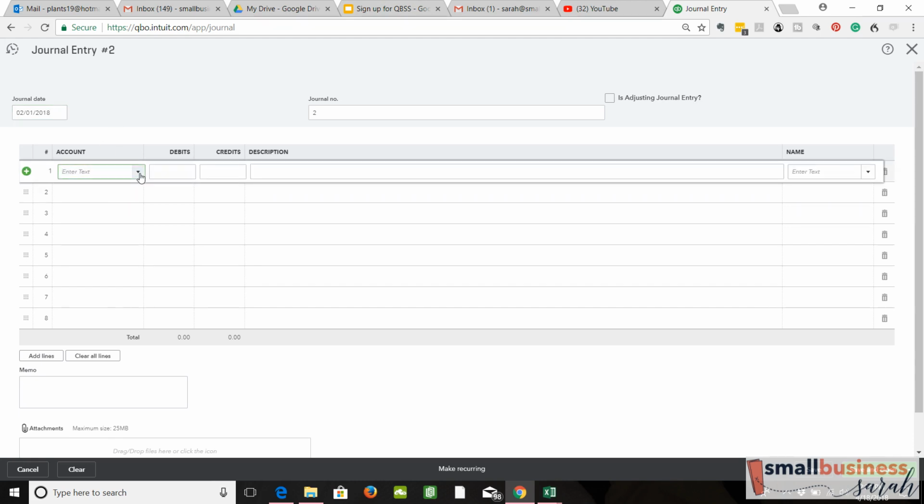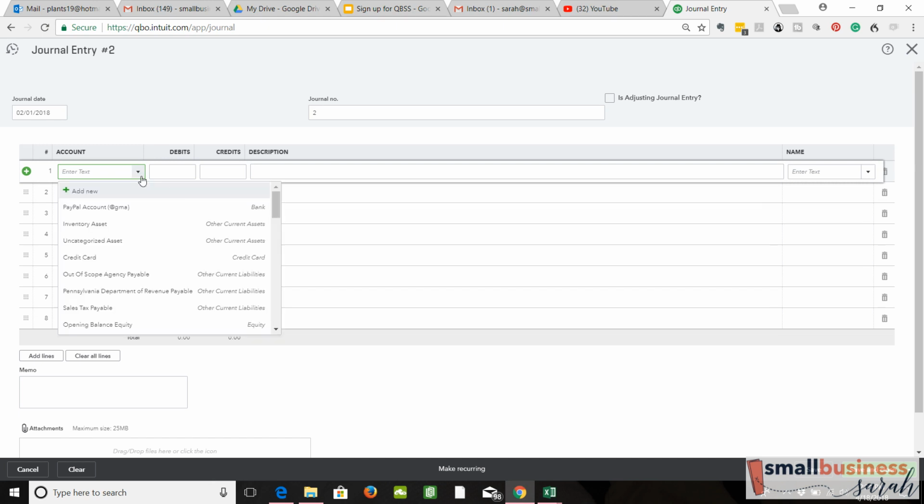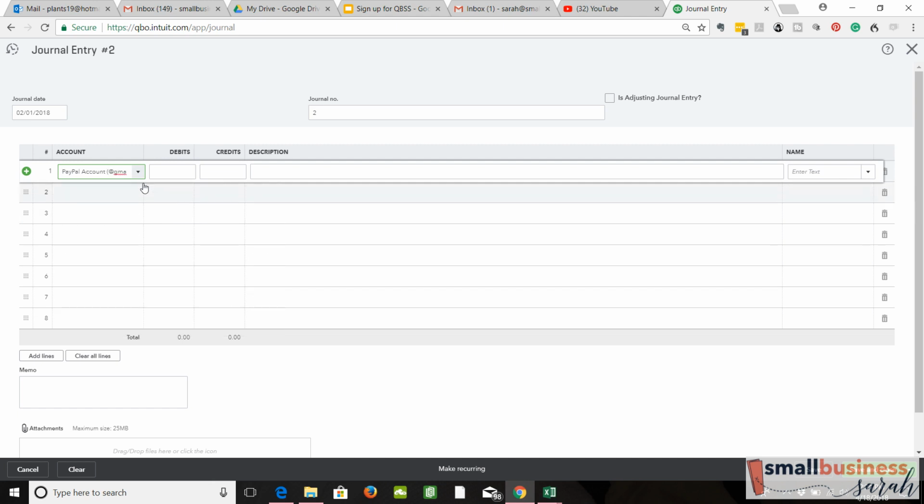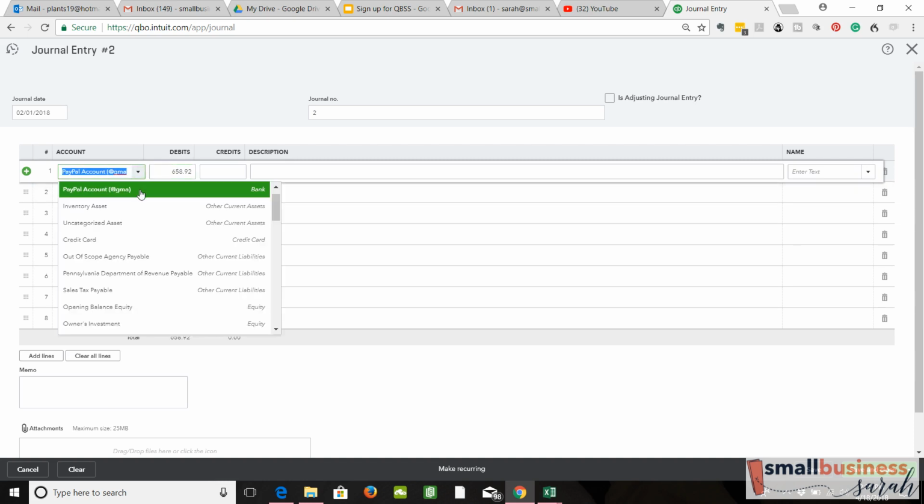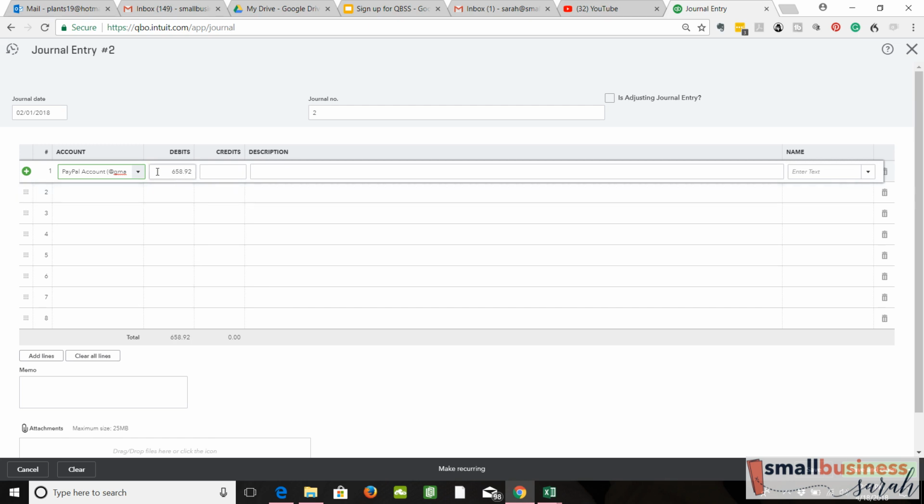Okay, now we're going to start finding our balance sheet accounts. So let's start with our bank accounts. In this example company, I only have PayPal as a bank account. So let's put that there. And the beginning balance I wrote down for PayPal was $658.92. Bank accounts' opening balances go in the debit column. Whatever that amount is that you need to put in here, put it in the debit column for bank accounts. So PayPal, bank, savings accounts, all go in debit.